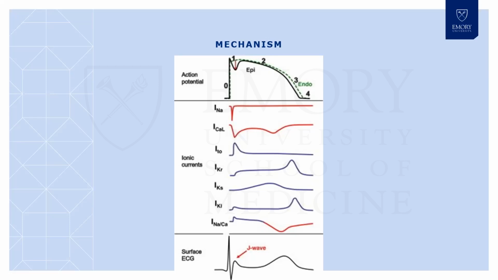So remember, in phase 0, there's sodium channel opening, and then in phase 1, there's this very important channel, ITO, a potassium repolarizing channel, which causes this notching down here, which correlates to the J wave in the EKG. We'll see why in a second. Then phase 2 is mostly calcium channel entrance, and then in phase 3, the potassium channels open again, causing repolarization. And then phase 4 is just a resting cell membrane.